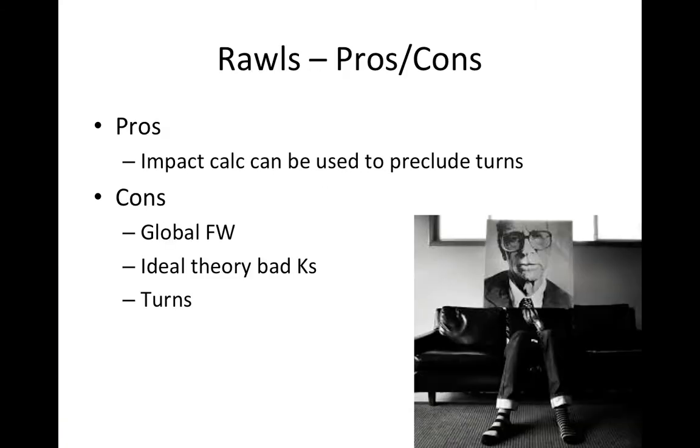So here are some pros and cons I see with this position. The pro is that the impact calculus can be used to preclude turns. So you can read stuff about how it's about structural distribution and not about the consequences of the policy, because we care about the way in which society is organized. And you can read arguments about how the framework is not strictly consequentialist, which make it more strategic than just a generic utilitarian framework. There are a lot of noticeable cons, though, I think.